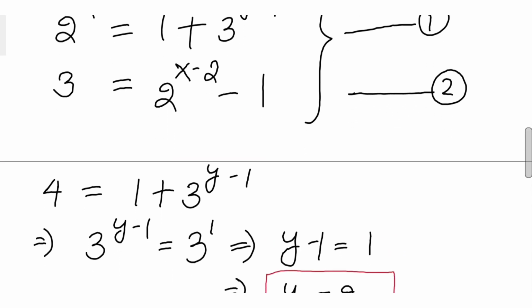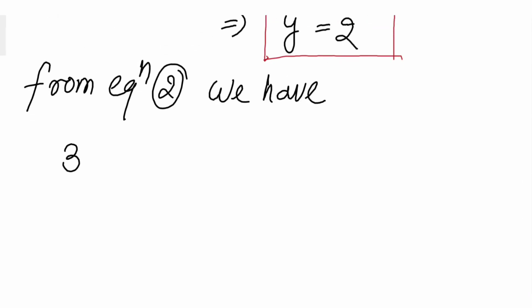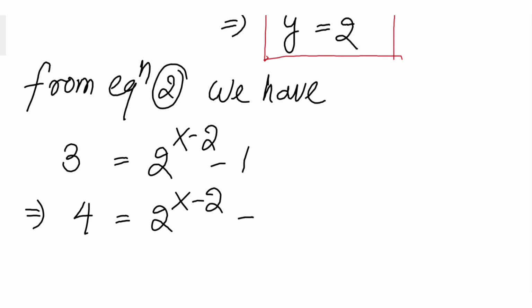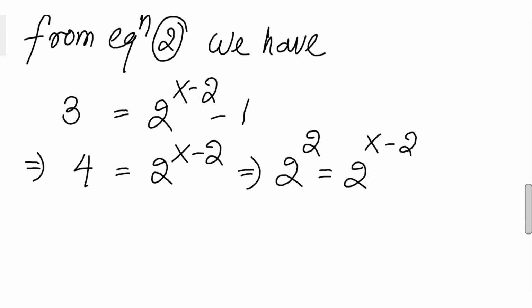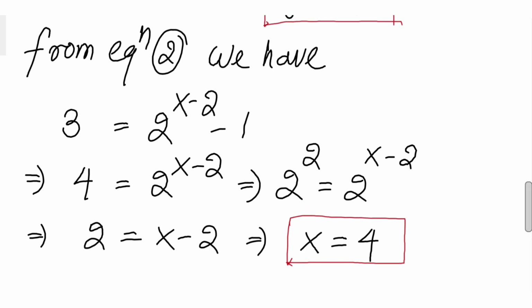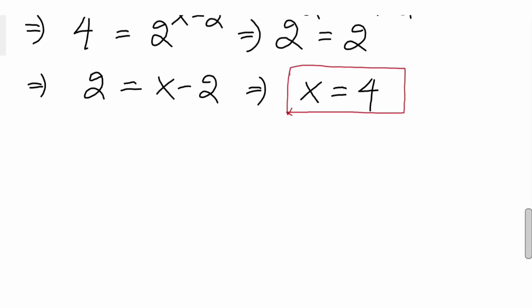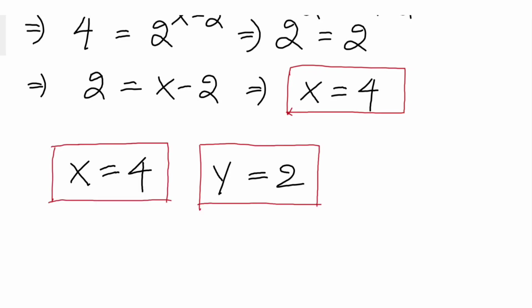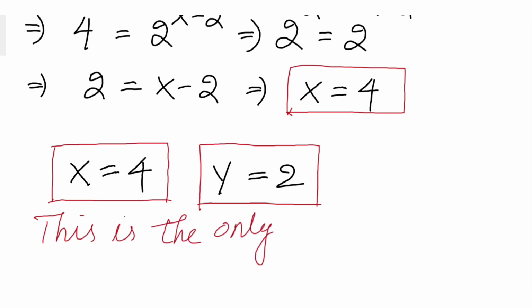From the second equation, we have 3 equals 2 to the power x minus 2 minus 1, or if I simplify, this becomes 4 equals 2 to the power x minus 2, or 2 square equals 2 to the power x minus 2. Now equating their power, we'll have 2 equals x minus 2, or x equals 4. So as you can see, x equals 4 and y equals 2 is our only solution.